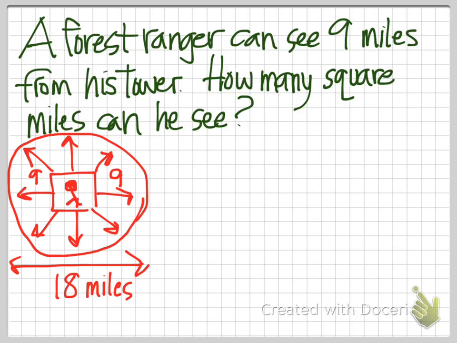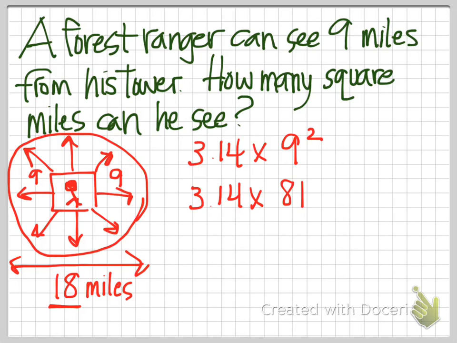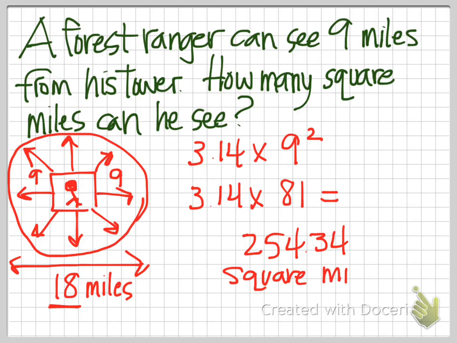Now we just need to apply our formula for area, which is 3.14 times radius squared. Radius is half the diameter, so that would be 9 squared. 3.14 times 9 squared, which is 81. 9 times 9 is 81. If we do that math, we come up with 254.34. That is the amount of square miles that the forest ranger can observe from his tower.